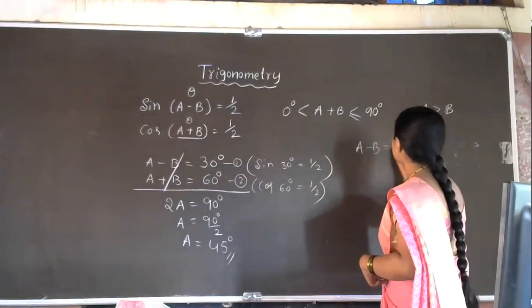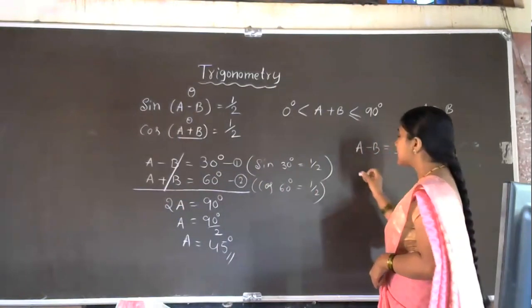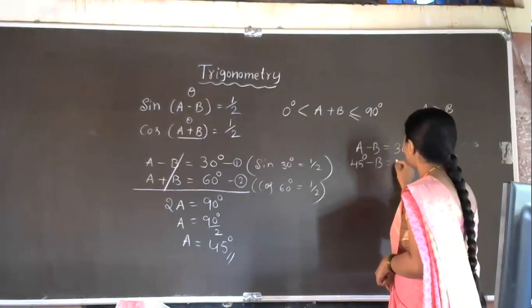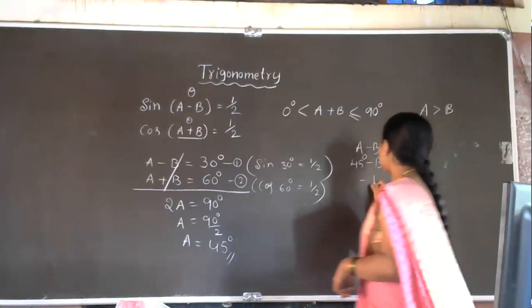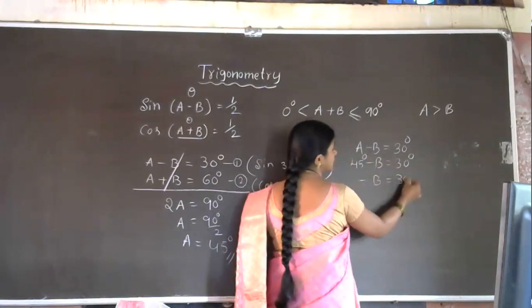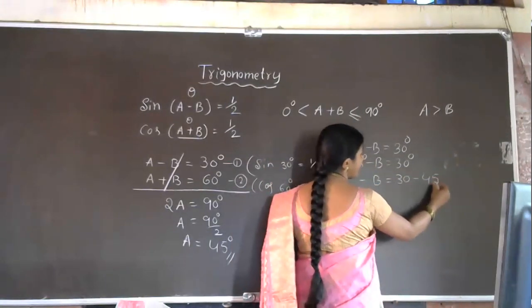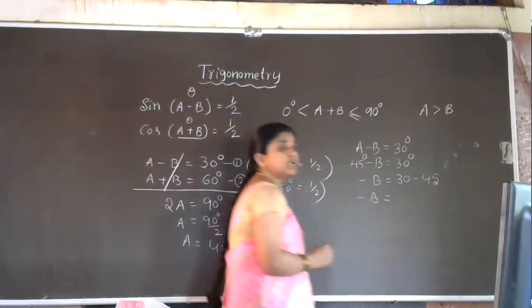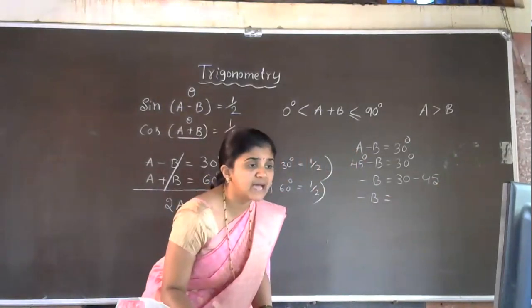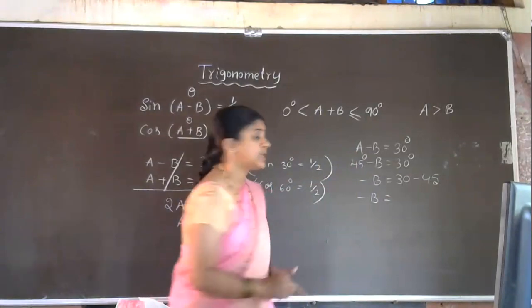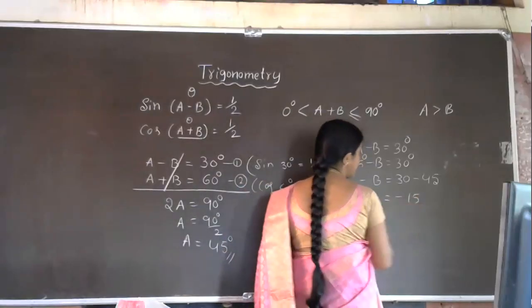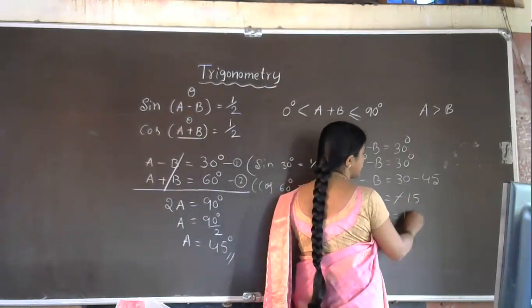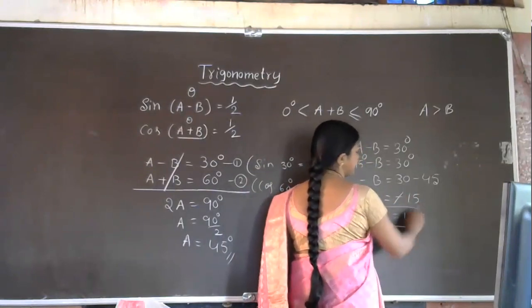A minus B is equal to 30 degree. Then A we got 45 degree minus B which is equal to 30 degree. So minus B which is equal to 30 minus 45. What is the answer? Minus 15 here. Both side minus minus cancel. Therefore, we can observe B value is 15.